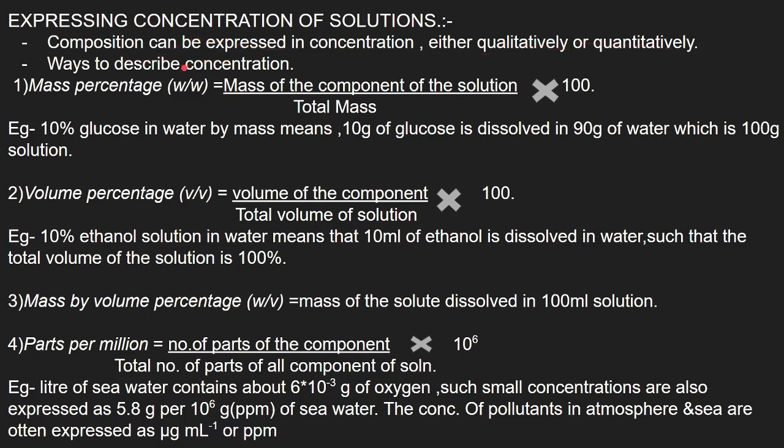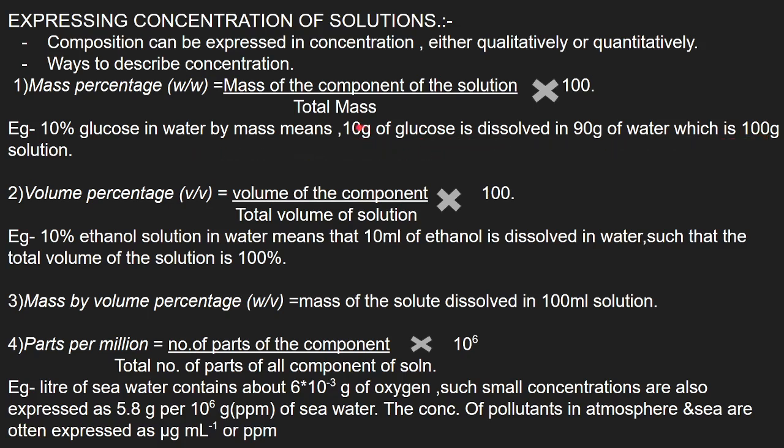So the ways to describe the concentrations are, the first one is mass percentage, which is also known as W by W. Mass, everyone knows, is the weight. The formula for mass percentage is mass of the component of the solution divided by total mass, multiplied by 100. For example, 10% glucose in water by mass means 10 gram of glucose is dissolved in 90 gram of water, which is 100 gram of solution.